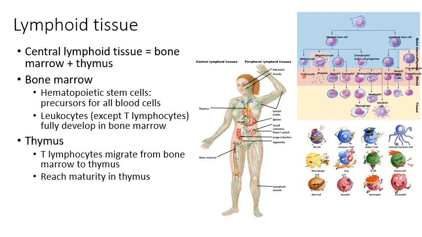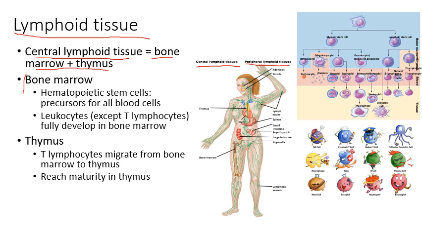Next up is lymphoid tissue. Okay, the lymphatic system. This is where we have central lymphoid tissue. That's going to include the bone marrow and the thymus. Okay, and then we're going to have some peripheral lymphoid tissue. We'll look at that in just a second, but let's first look at the central lymphoid tissue.